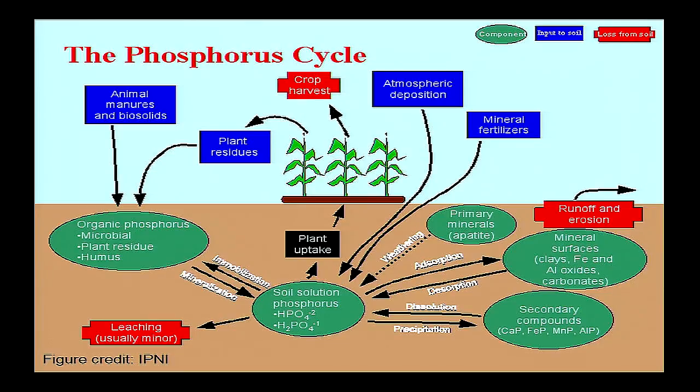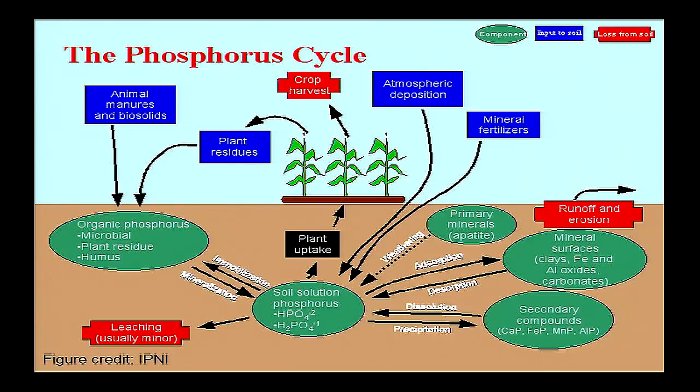All right, so let's start with the phosphorus cycle. This is kind of the basic. We'll start here, and then we'll build our knowledge from there, right? So on this graph, all of the green circles are different forms of phosphorus. All of the blue rectangles are inputs, and then the red rectangle looking things are losses, right?